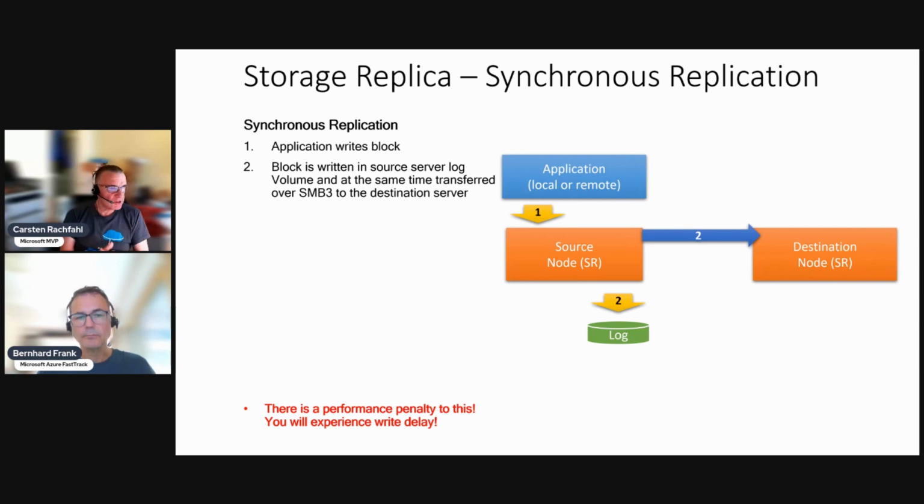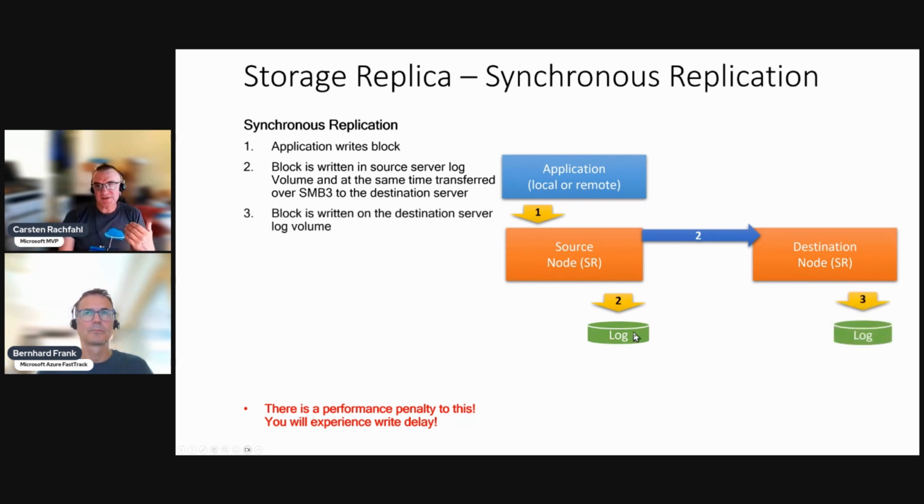We can do multi-channel, so we can leverage multiple connections to get to the other side. We can't use RDMA; that's a requirement in Azure Stack HCI. We will talk about that in the networking part. So unfortunately, no RDMA, but still SMB3 is really powerful. At the same time as the data is replicated to the other side, we also write it to a local log volume.